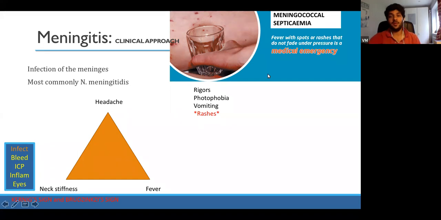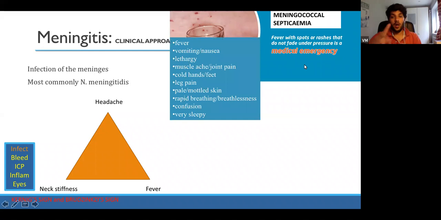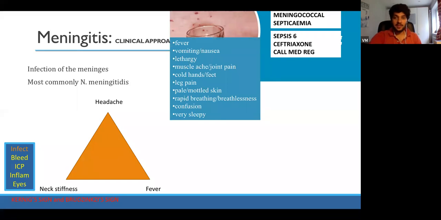So if you see this rash and you suspect meningococcal septicemia, you ask about these sorts of symptoms: fever, vomiting, lethargy, muscle ache. You do a sepsis 6, administer antibiotics and call for senior help. This is just a bit of a side, but I always think it's important to delineate the difference between meningitis and meningococcal septicemia. This is a separate emergency case.